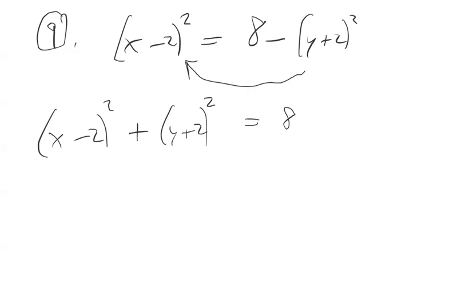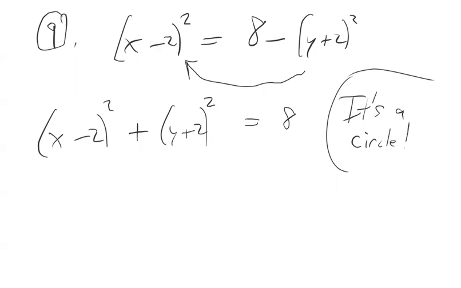Now this is actually a circle. So it's a circle. Yay. Now the midpoint of a circle is actually just the opposite of this. So positive 2, and the opposite of that.